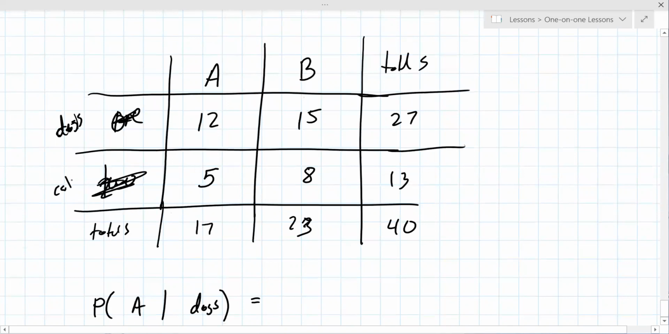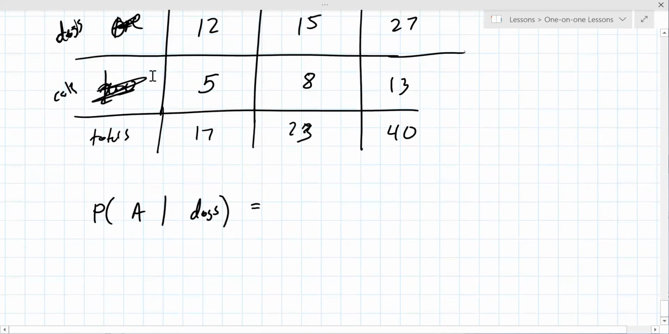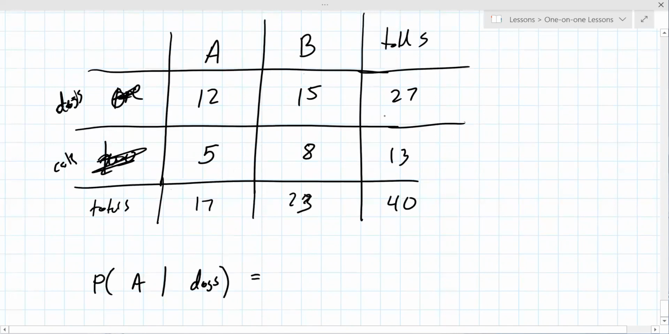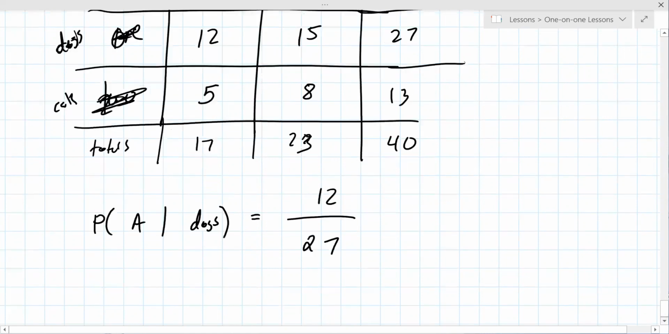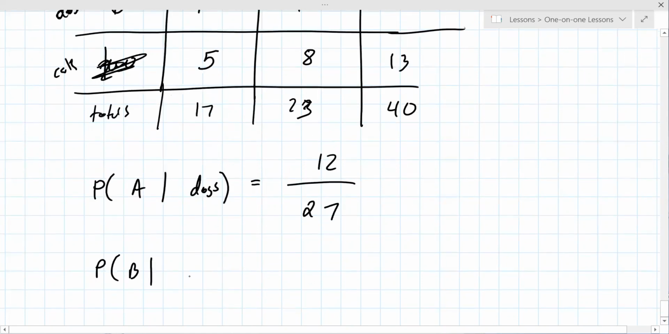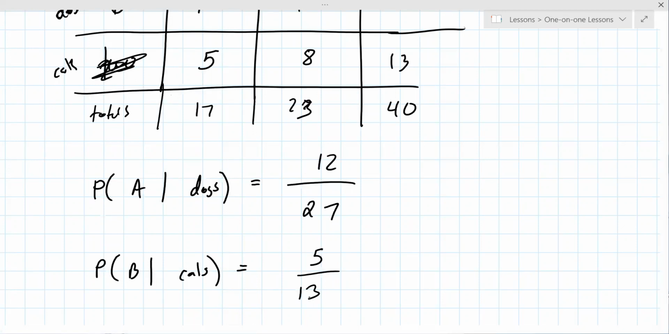Dogs and then cats. So now the given tells you whether you're looking at a row or a column. So now you're looking at this row. How many dogs are there? There's 27. But you only care about the ones that are A. So it's 12 out of 27. That's right. What's the probability of B given cats? 5 out of 13. Good. So those are conditional probabilities.